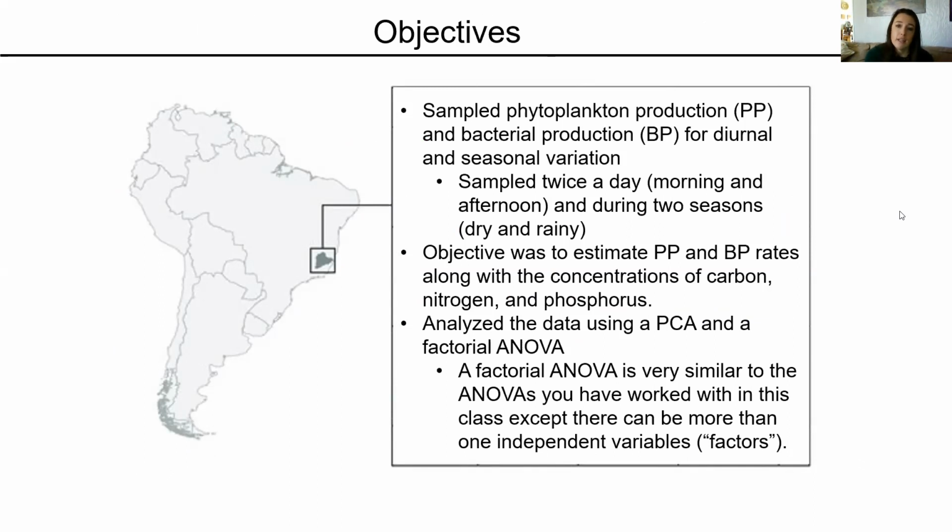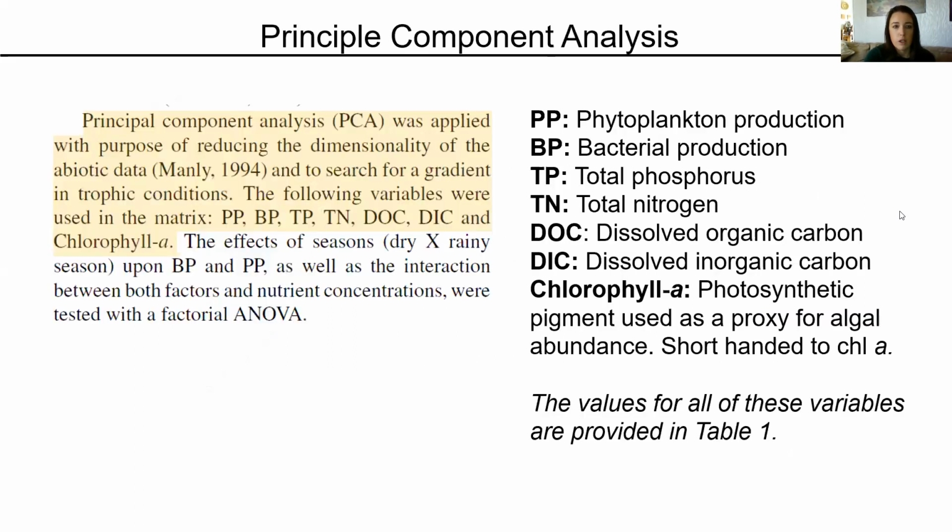And they analyzed the data using a PCA and a factorial ANOVA. A factorial ANOVA is very similar to ANOVAs that you've already worked with in class, except there's more than one independent variable, so more than one factor. And this all happened in the Rio Doce watershed in Brazil.